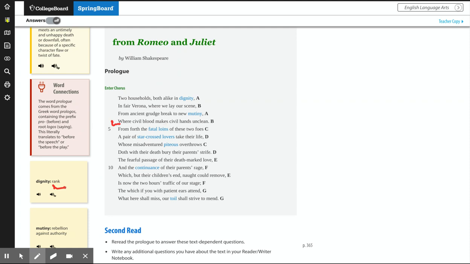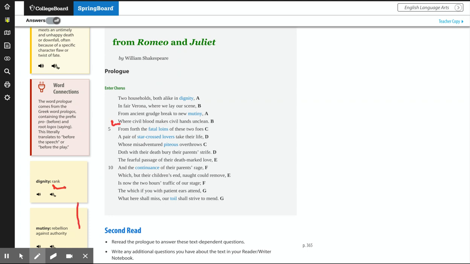Look at the third line. "From ancient grudge, break to new mutiny." We know grudge is when you hold a grudge against someone. How long have these families held grudges against each other? Well, it's ancient, so since forever. And now it has broken into something new, a mutiny.